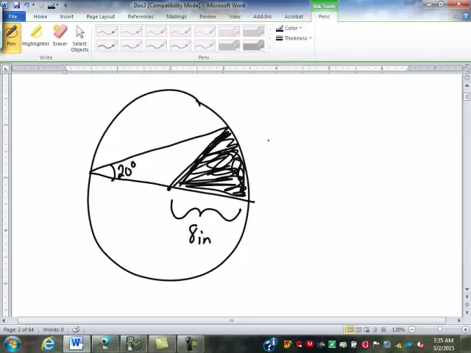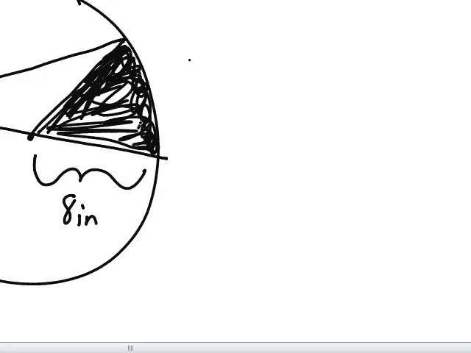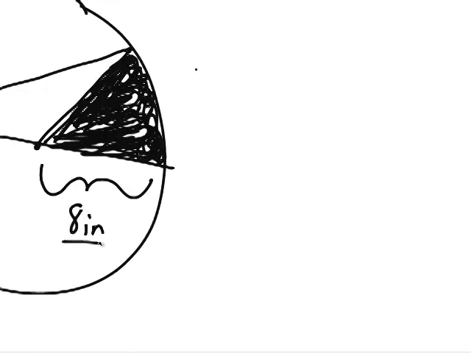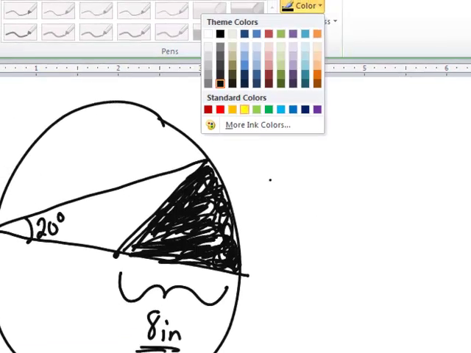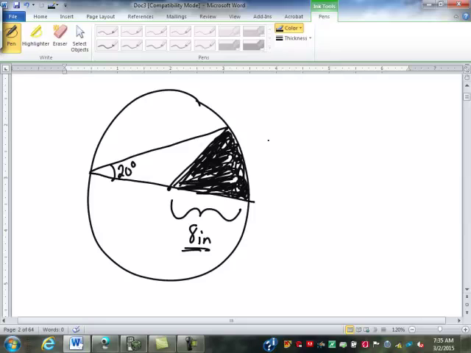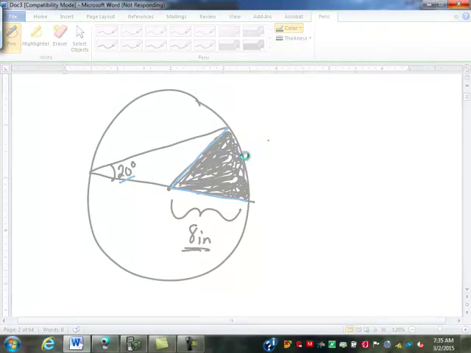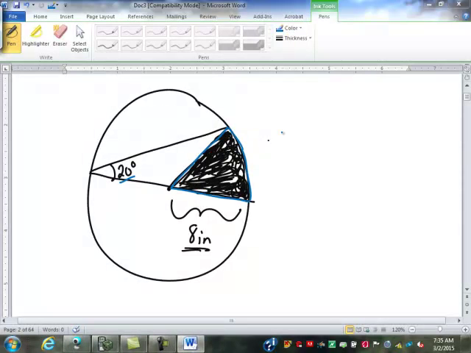So this one covers several of the things that we covered last week, dealing with our triangles and circles. What I want you guys to do is, based on this circle having an 8-inch radius, and this angle over here being 20 degrees, find the area of this sector.